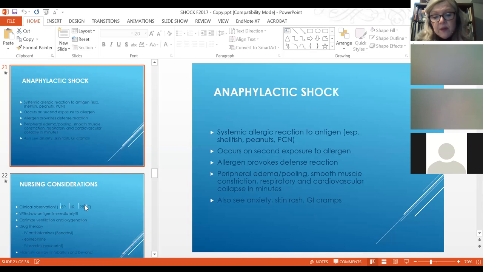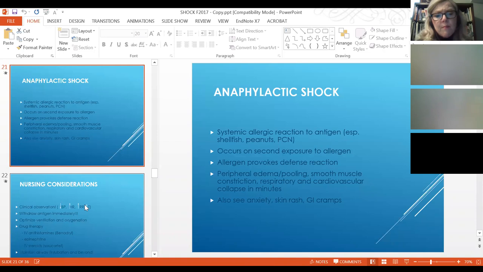The most serious type of distributive shock is anaphylaxis. The allergen provokes the defense reaction, which results, as I mentioned, in histamine release. You get that peripheral edema and pooling, and constriction of smooth muscle. Where do you find smooth muscle? If you said in the lungs, you're absolutely correct, in the bronchioles. And so you get that constriction in the lungs, and then the patient ends up in respiratory distress.